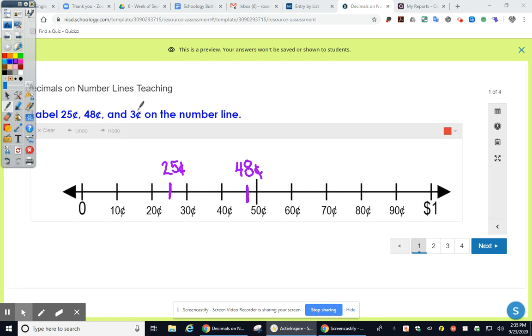Then we need to label 3 cents, right? So we know that 3 cents is less than 10 cents. So here we know that 3 cents would be between the 0 and the 10 cents, but a little bit closer to the 0 since it's under 5 cents. So here we would label our 3 cents. Now this is looking at everything from a money perspective.